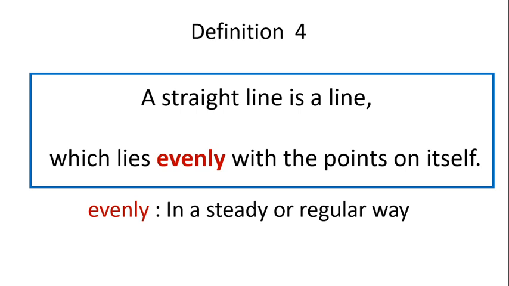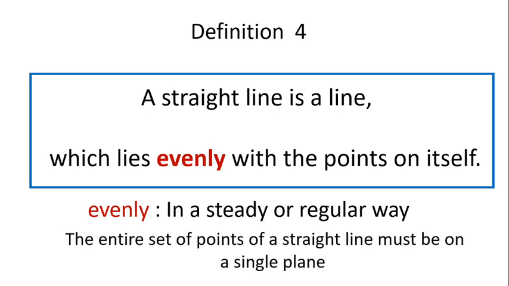Look at that word evenly. In a steady or a regular way. Or we can say, the entire set of points of a straight line must be on a single plane. You know, a line is nothing but a collection of infinite number of points. If all those points are on one single plane, then such a line is called a straight line.